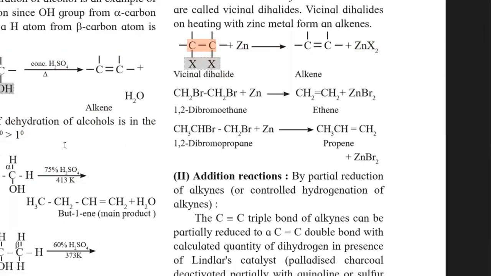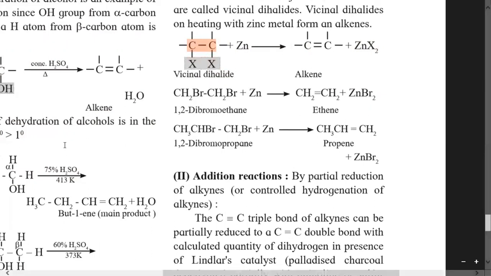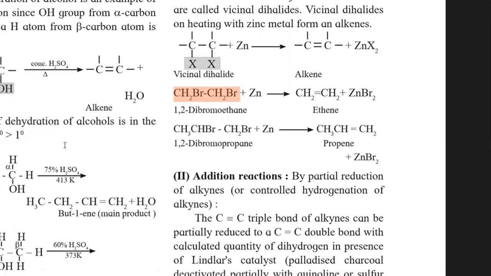Here we will study two examples. One is CH2Br, CH2Br. It is 1,2-dibromoethane. Here two bromine atoms are present on adjacent carbon atoms. Therefore, it is vicinal dihalide. When treated with zinc, it gives CH2=CH2. Removal of both bromine atoms takes place. They react with zinc metal to give zinc bromide as a side product, and ethene is the main product.